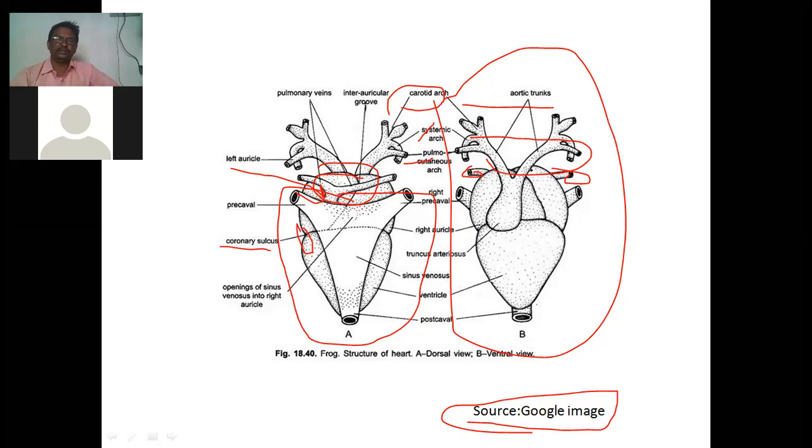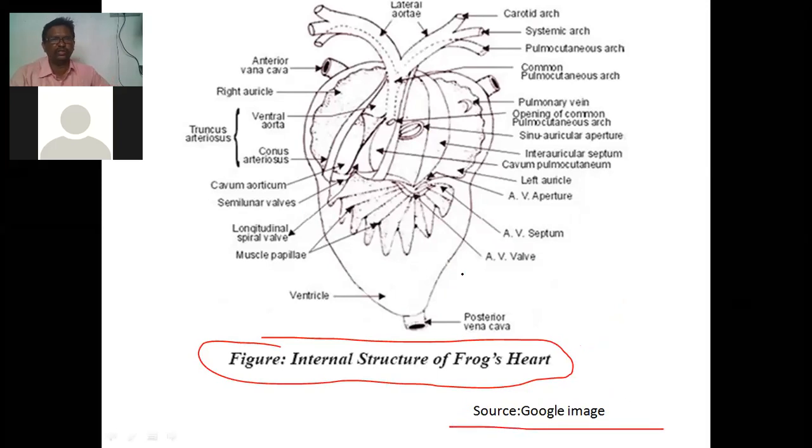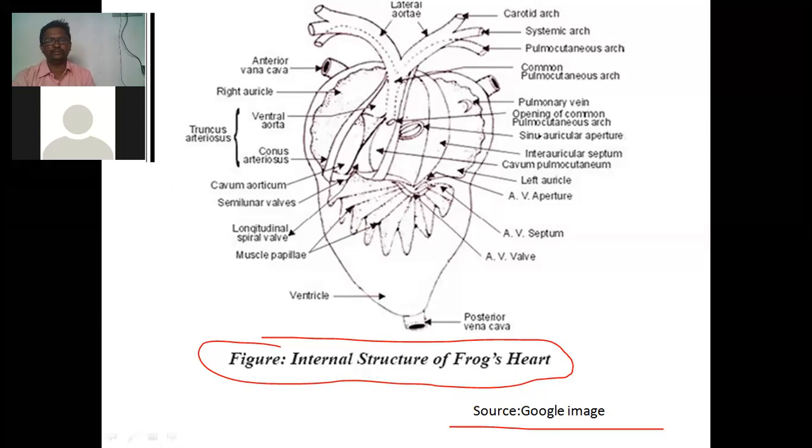So dear student, this is the important structure of the heart of the frog, that is Rana tigrina. Now here, my dear student, this is important. We know the figure also shows the internal structure, and we have taken the source from Google images, so we thank them for that. Now here we have come to the point that we are going to learn about the internal structure of the heart. Now here you can see clearly what are the different elements, different organs, different aspects which are present in the heart.